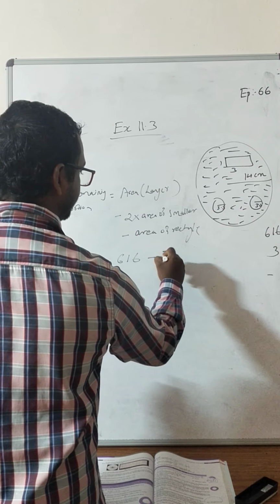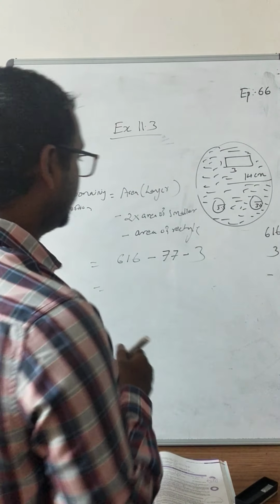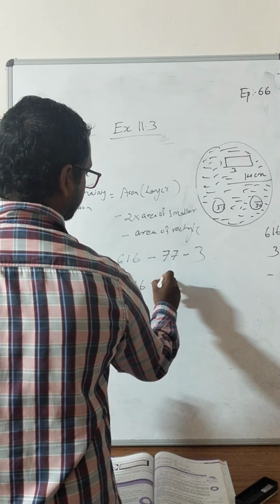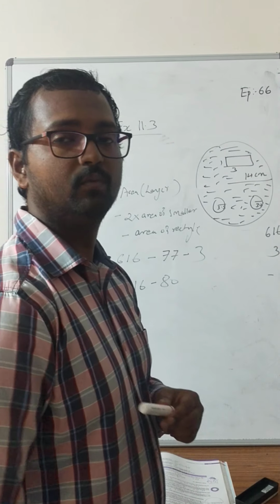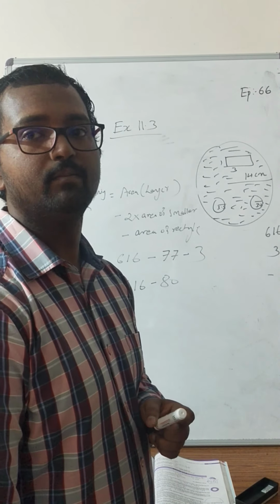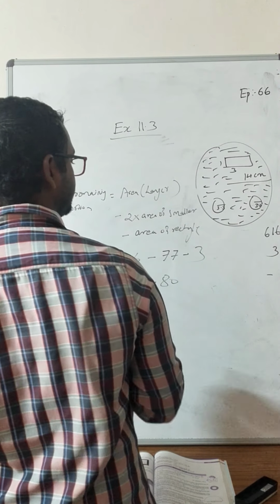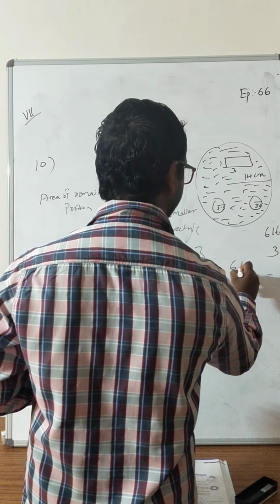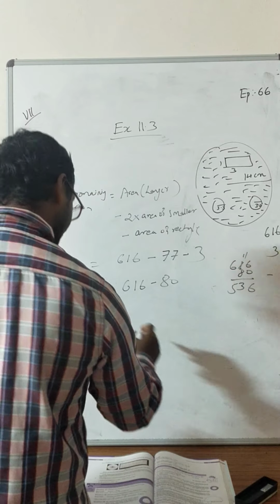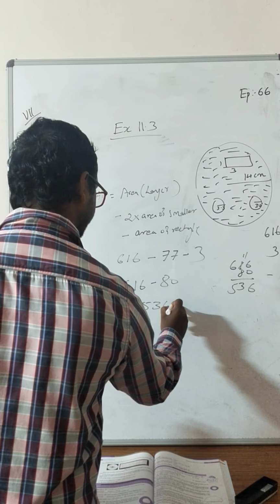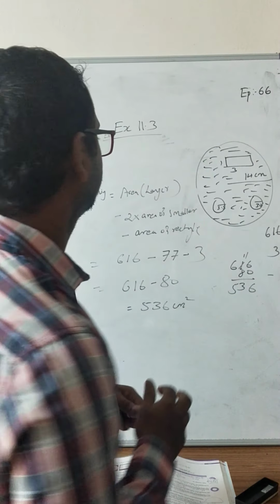How much? 77 minus 3. So 616 minus 80. When minus and minus come, we know we have to add the numbers and put the sign minus. So minus 77 minus 3, 77 plus 3 is 80, and put the sign minus. So 616 minus 80, if you do, we will get 536. So the final area that we are getting is 536 centimeters square. That is the area of the remaining portion.